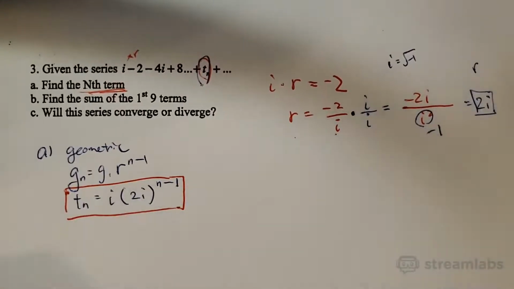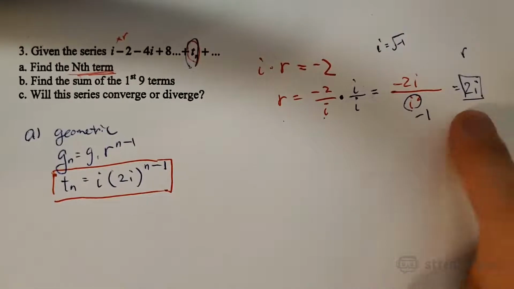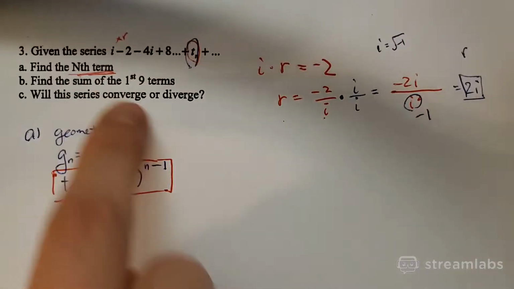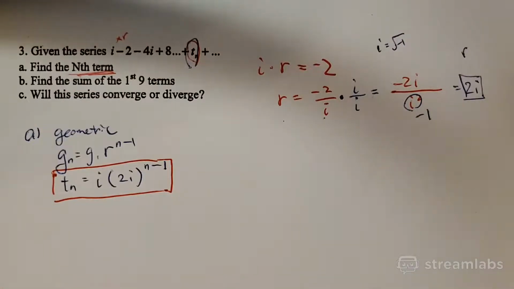So if everything is the same except my r is 2i, that's why all my imaginary numbers will make the series. Okay? And they want the nth term. They don't want the sum to the n, right? So they just want the nth term. I give them the geometric nth term.